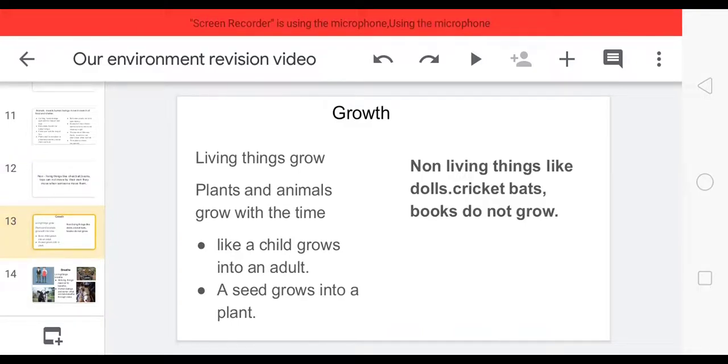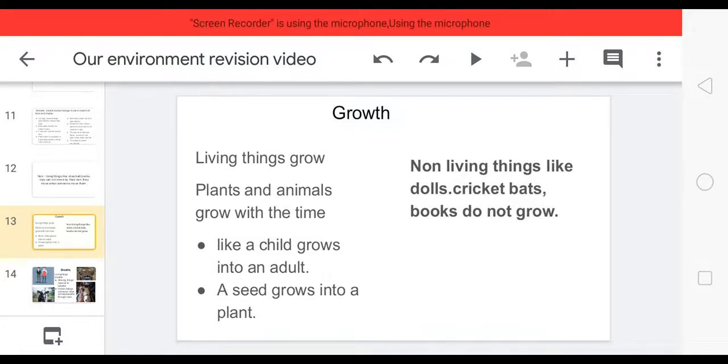Next is growth. This is another feature of living things. Plants and animals grow with time, like a child grows into an adult and a seed grows into a plant. You can see, children, small plants and bigger plants around you. It means a plant grows from a seed into a big tree. It is a sign of growth.